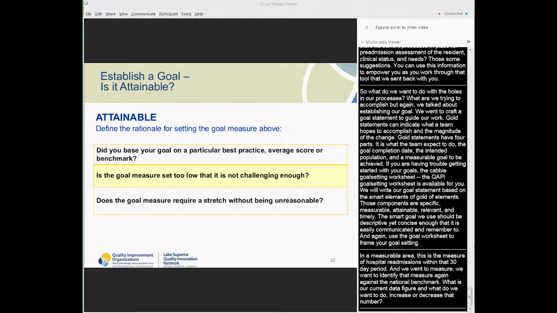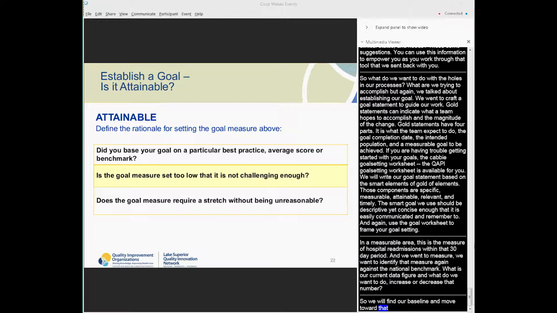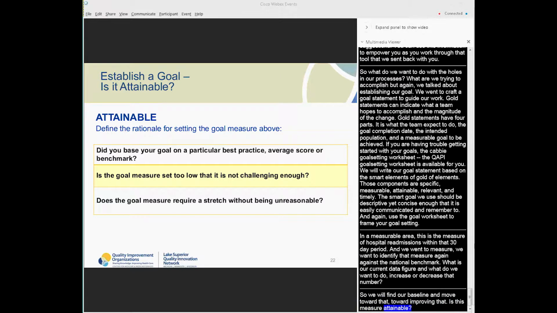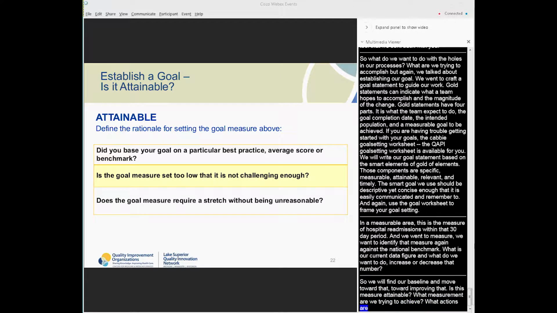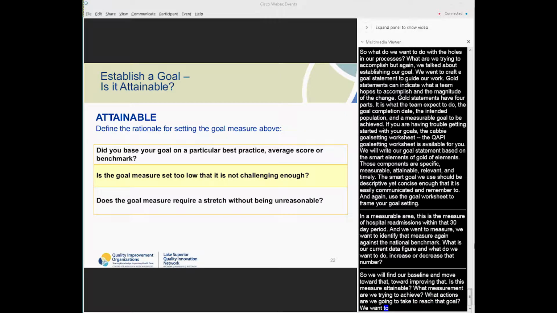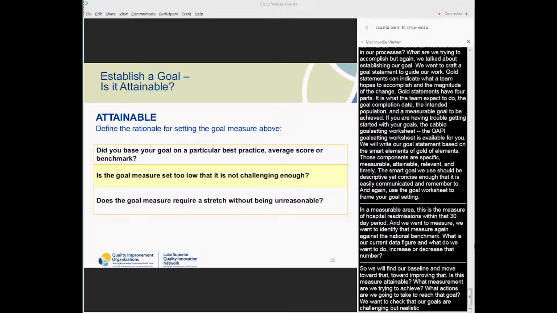Is this measure attainable? What measurement are we trying to achieve? What actions are we going to take to reach that goal? And we want to check that our goals are challenging but realistic and something we have control over. We don't want to set our facility up for failure. We want to make this a workable goal because it's going to be something that we want to sustain, so it needs to be something that we can actually get our arms around.